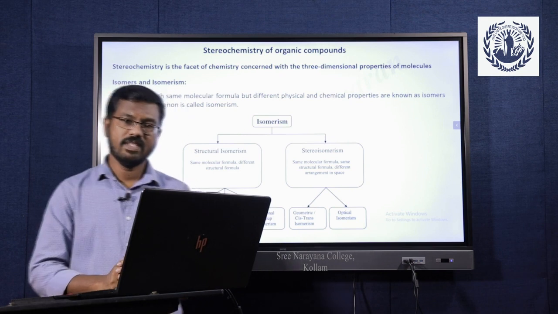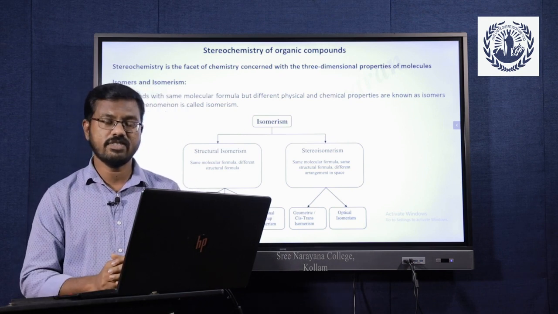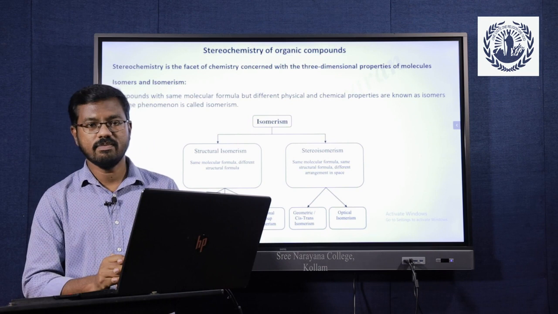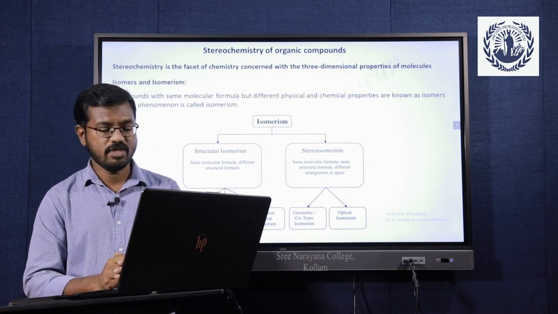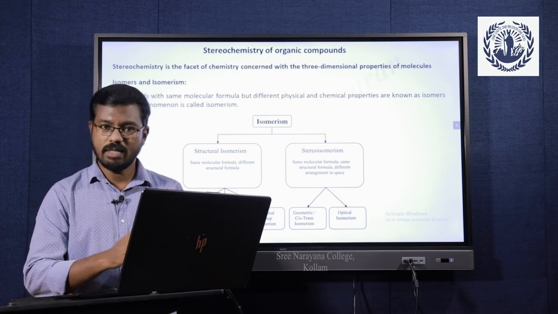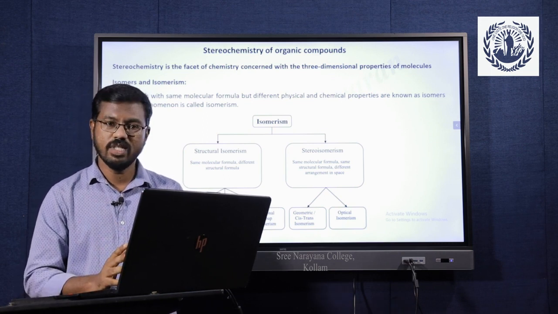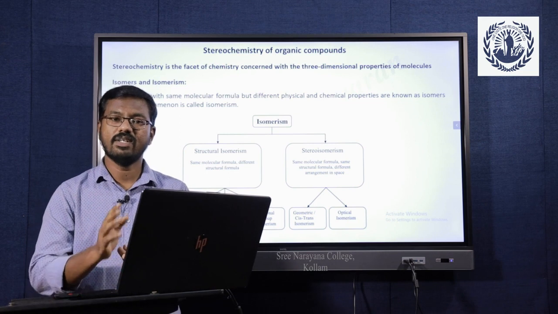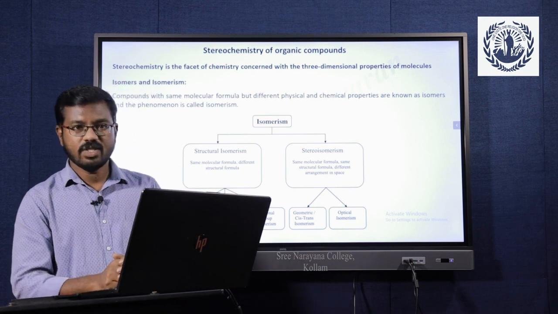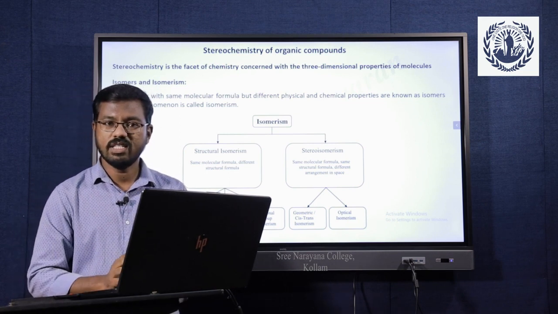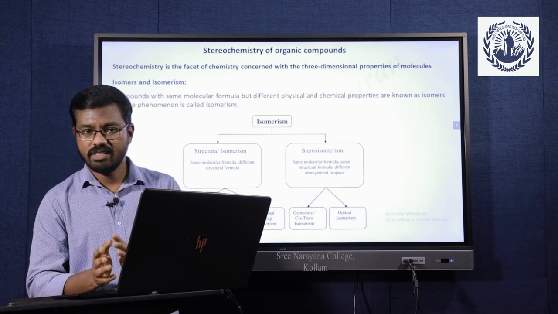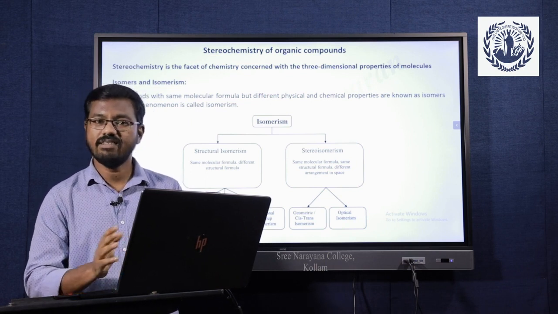Structural isomerism can be classified into chain isomerism, positional isomerism, and functional group isomerism. Similarly, stereoisomerism can be classified into geometrical isomerism and optical isomerism. There is a strong correlation between optical isomerism and stereochemistry.